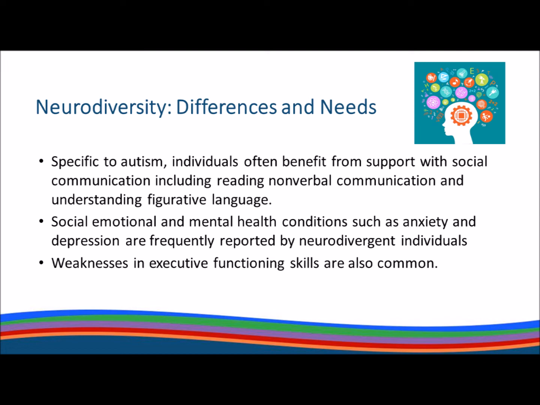Also, social, emotional, and mental health conditions such as anxiety and depression are frequently reported by neurodivergent individuals and by neurodivergent students. And finally, we'll think about impairments in executive functioning skills. I use that word impairment here. This is something that really warrants support systems, accommodations, and services. Executive functioning skills are something that we can work on, and we hear very frequently from our students that that is an area that they perceive as a need.